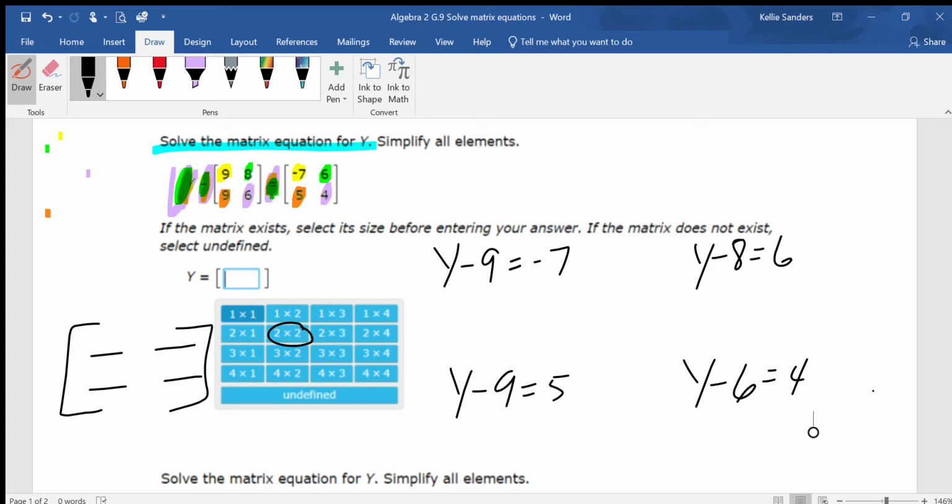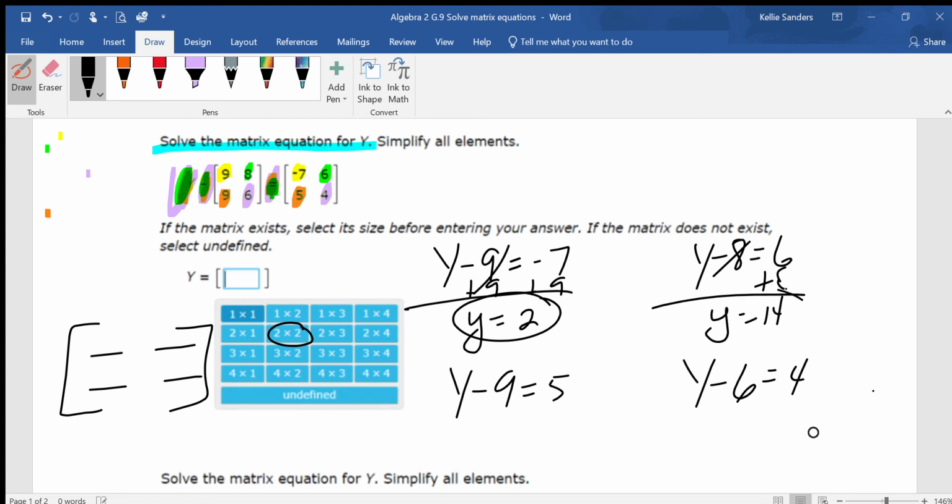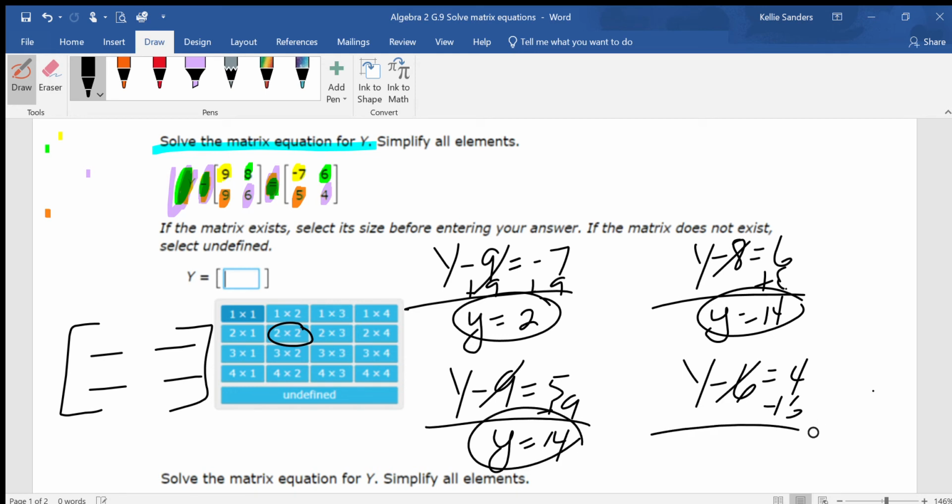Now all we need to do is get y by itself. How would we get y by itself? We would add 9, and we would get 2. We would add 8 and get 14. We would add 9 and get 14. We would add 6 and get 10. So 2, 14, 14, 10.